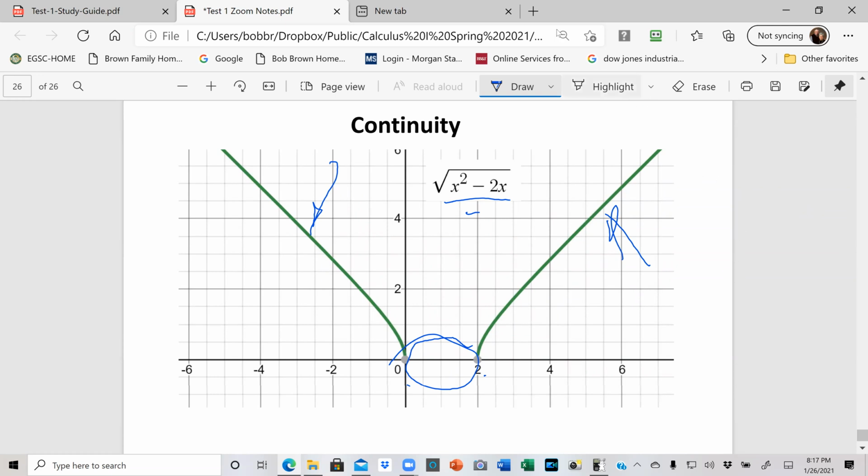I have one question. Are we going to be able to use the calculator on the whole test? Yes. Absolutely. You will use the entire calculator. I'm going to stop the share, and I wish you luck.